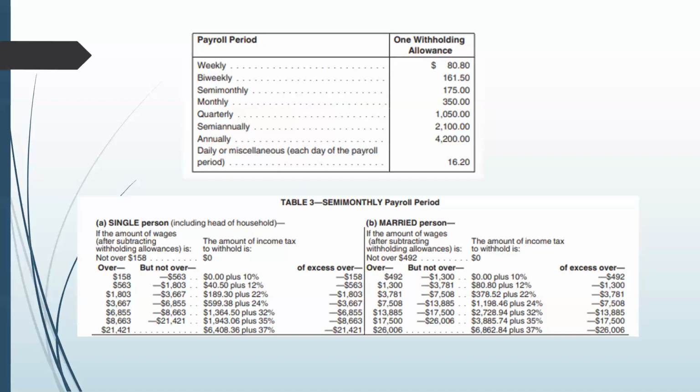So there is never going to be a negative withholding on the employee's check. Make sure that you're reading these tables carefully because it explains exactly how you need to go about this.